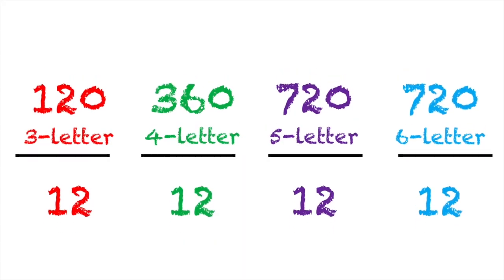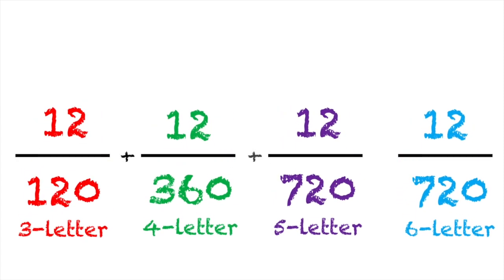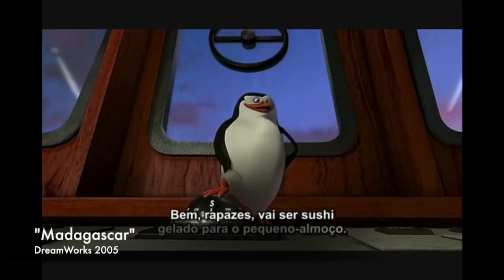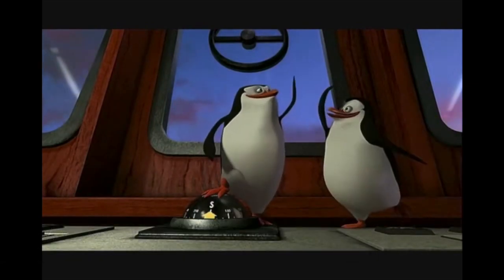Now we put 12 over the total possible combinations for each type of word, add them up, and we're done, right? Well, boys, it's gonna be ice cold sushi for breakfast.